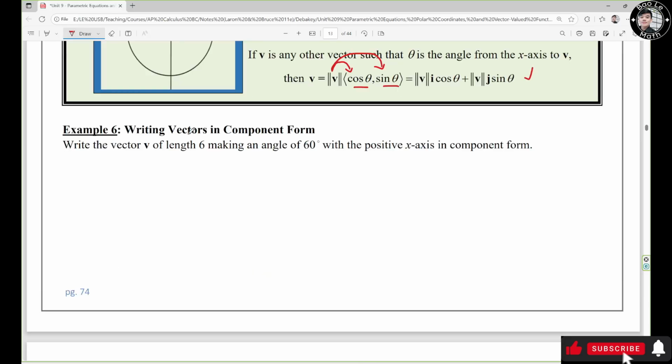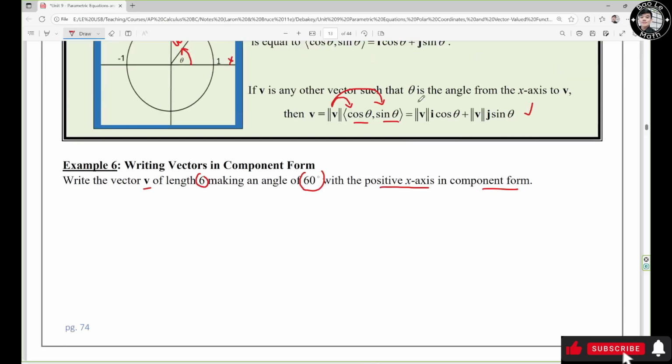Example number 6, writing vectors in component form. Write the vector v of length 6, making an angle of 60 degrees with the positive x-axis, in component form, right? So the component form is right here, right? So vector v is, you have the length right here, this guy actually the absolute value of vector v, right?